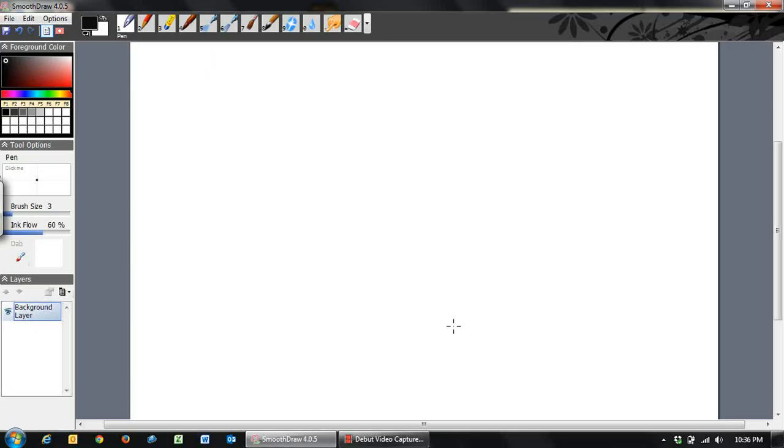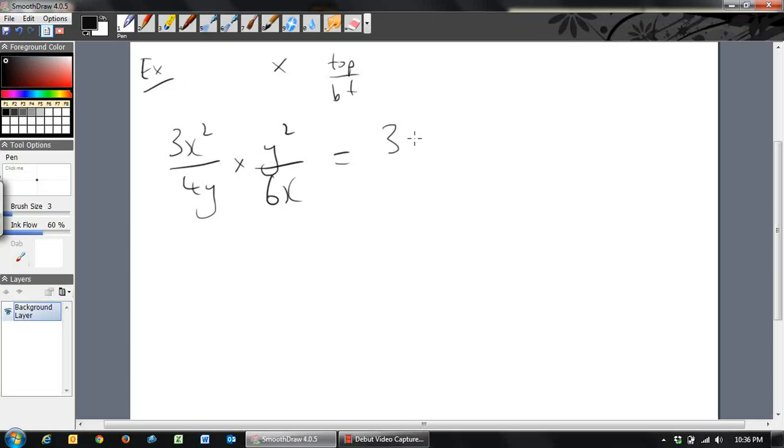Let's do timesing and dividing. Timesing. Multiplying fractions is really easy. You just do the tops and you do the bottoms. So let's just have an example of that. Let's, I don't know, say 3x squared over 4y times y squared over 6x. Okay, if you've got multiplying fractions like that, then all you do is times the top line, so you get 3x squared y squared over, multiply the bottom, 4 times 6, 24 x, y.